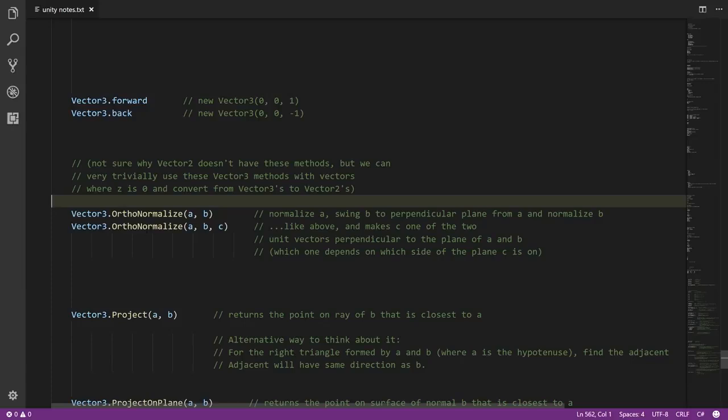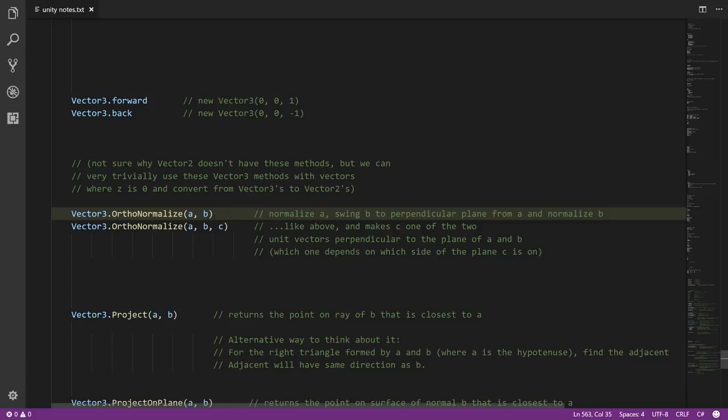Anyway, so the first of these, orthonormalize, has two overloads, one taking 2 vectors and one taking 3, and all these vector arguments are passed by reference. Orthonormalize doesn't return anything, it's modifying the vectors that you pass in. And here looking at the first overload, what it does to A, the first argument, is it simply normalizes it, but then the second vector, it wants to make that a unit vector that is perpendicular to A.